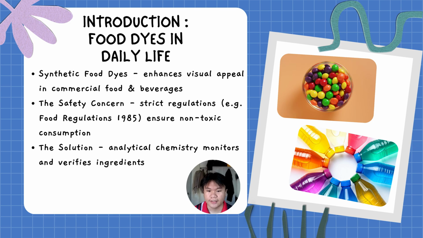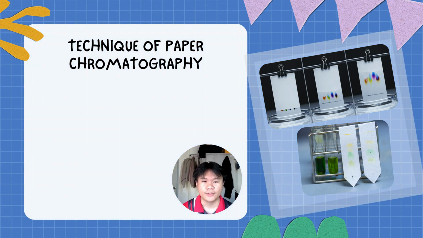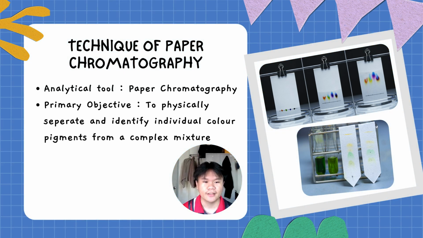This is where analytical chemistry comes in. It provides the essential testing methods needed to monitor manufacturing quality and protect public health. To test these consumer products, analytical labs need a method that is efficient, accurate, and cost-effective. The ideal tool for this is paper chromatography.